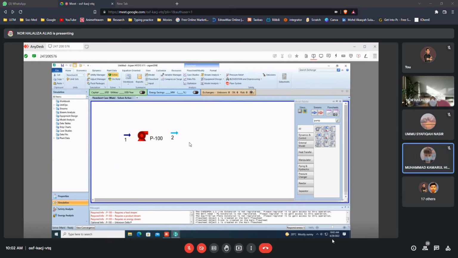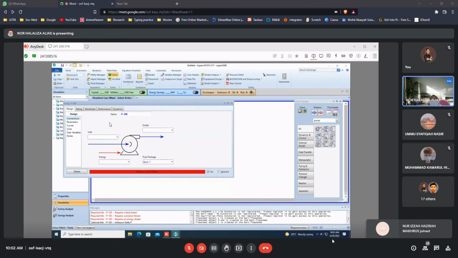Okay, so now the next question is how to connect this stream with the pump. How to connect? Okay, tadi one dah converge stream, input stream. So now double click on pump. Okay, dia akan keluar macam ni.